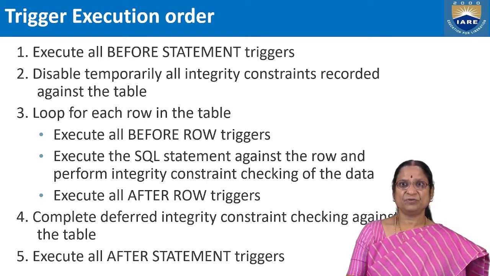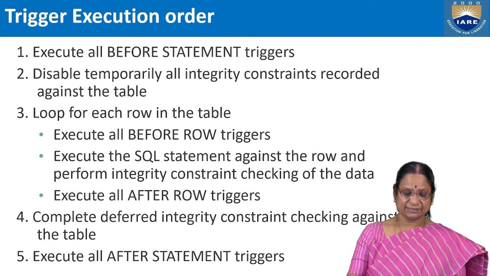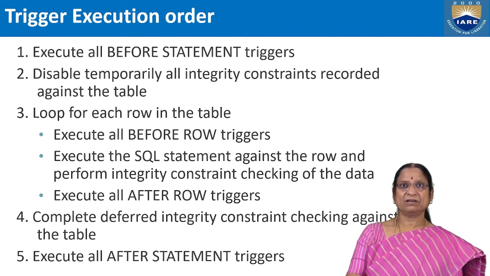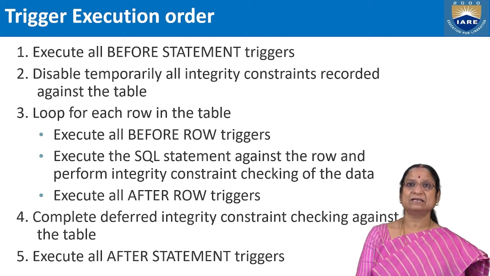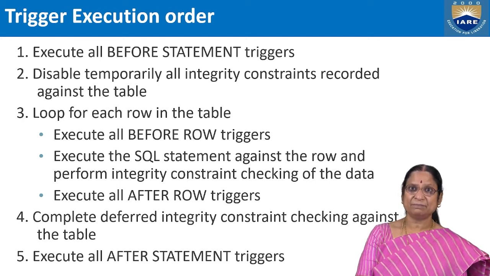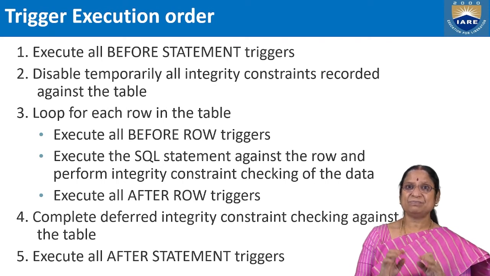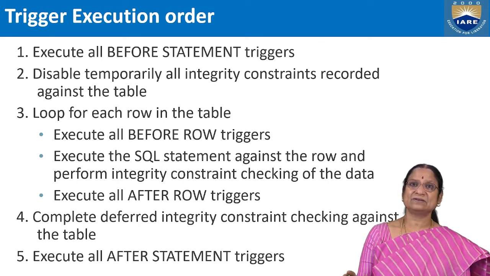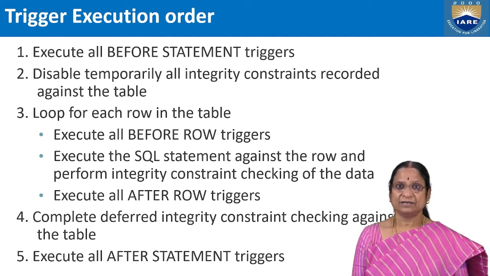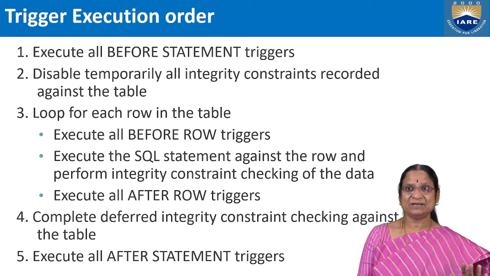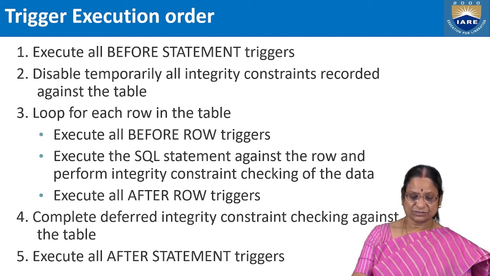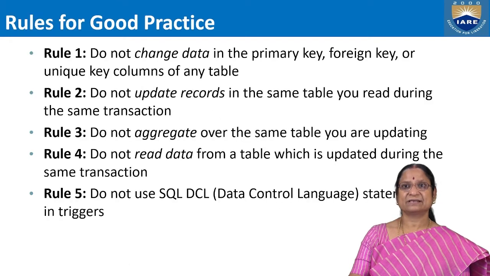Then complete the deferred integrity constraint checking again on the table. After completion of this process, first the integrity constraints are checked. Remember, we always define integrity constraints such that they maintain the integrity and correctness of the data of a database from accidental changes. So that's why it will check against the entire table, then execute after statement triggers.